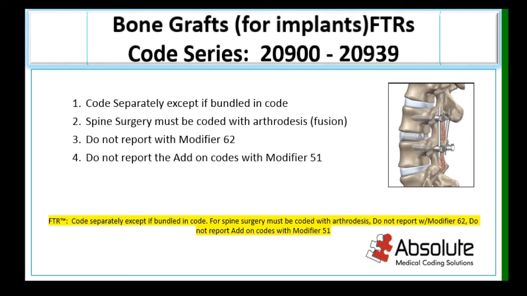And don't forget, here are your FTRs that you need to document at the bottom of your bone grafts or implants codes. Code separately, except if bundled in the code. For spine surgery, this must be coded with arthrodesis, and do not report with modifier 62. Do not report add-on codes with modifier 51. That's easy to do because there are a lot of add-on codes as well as a lot of non-add-on codes in this surgery. All right, so go ahead and document this FTR on your grafts or implants procedures pages.